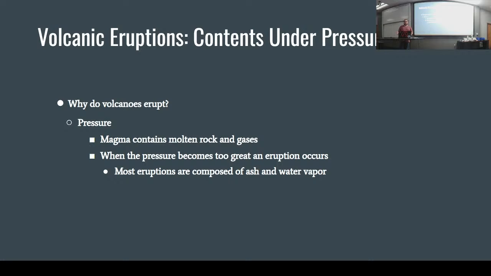So normally you have magma sitting down inside of a volcano, and it also depends on the thickness of the lava, like the type of lava it is, if it's more viscous or less so. But pressure starts to build, and then the lava can't really contain its gases anymore, and an eruption occurs. Eruptions often come from, or are composed of, ash and water vapor.